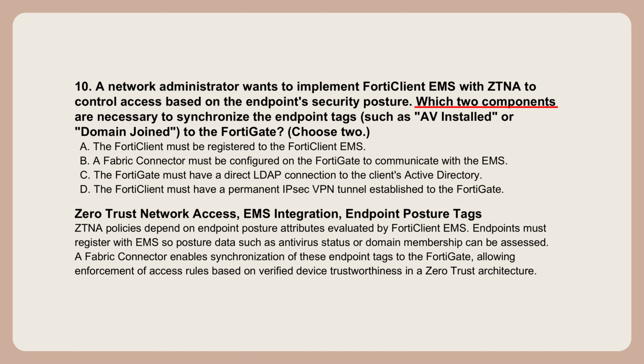The FortiClient must be registered to the FortiClient EMS, the endpoint management server. The EMS is the brains of the operation. It's the system that's constantly checking the client's security state and generating or updating those dynamic tags. And how does that critical health information get from the EMS over to the firewall, the FortiGate, which is where the policy decision is actually made? That's requirement number two. A fabric connector must be configured on the FortiGate specifically to talk to the EMS. This connector is the synchronization link. It pulls down all those dynamic endpoint tags and their status. This is what allows the FortiGate policy to read an attribute like AV installed and enforce an access decision based on the current context of that device, not just its IP address.